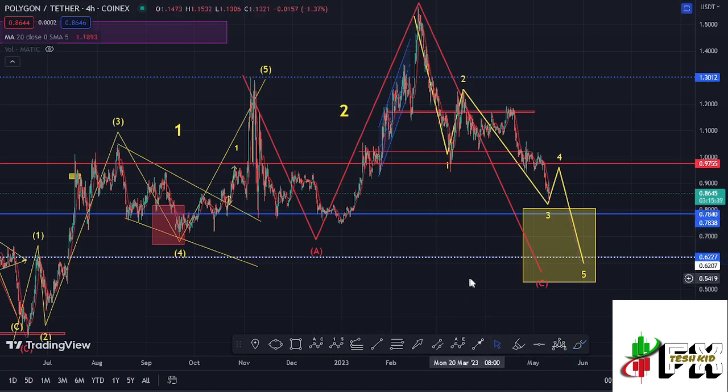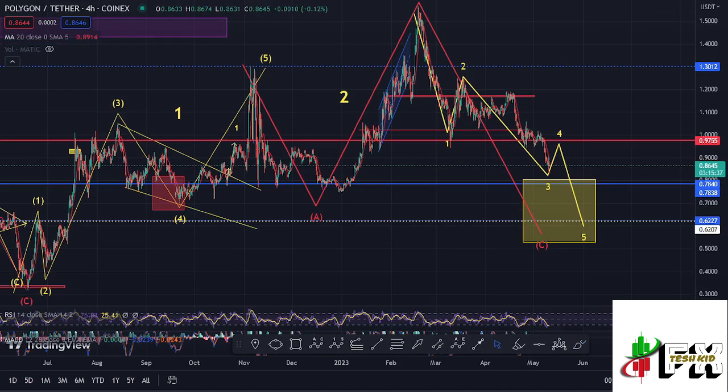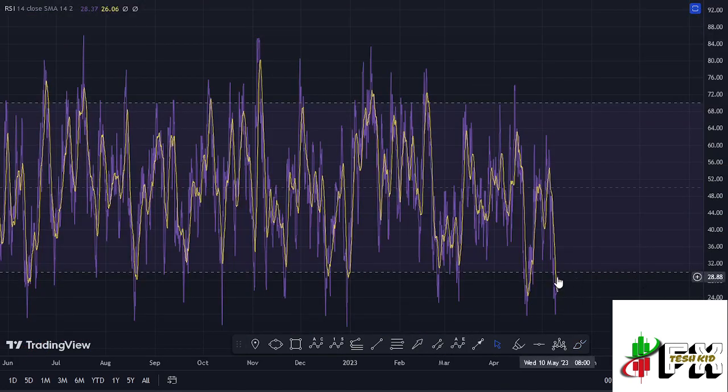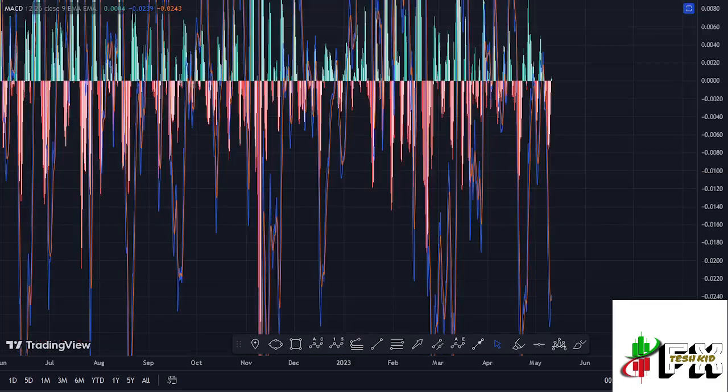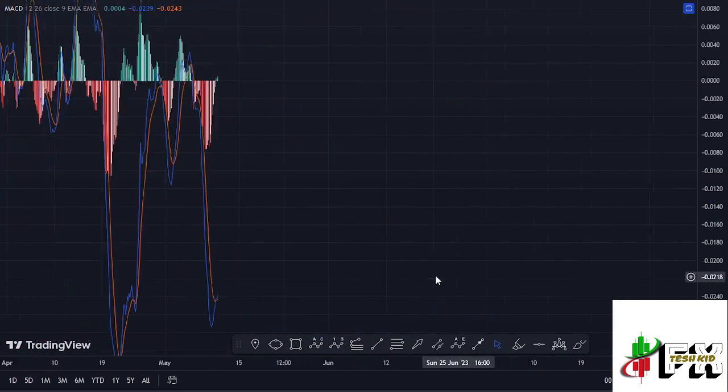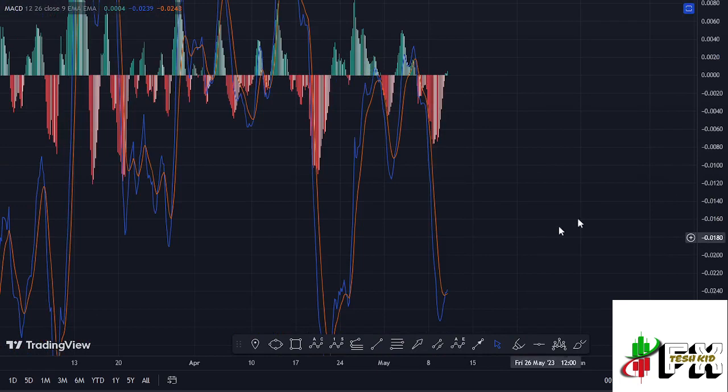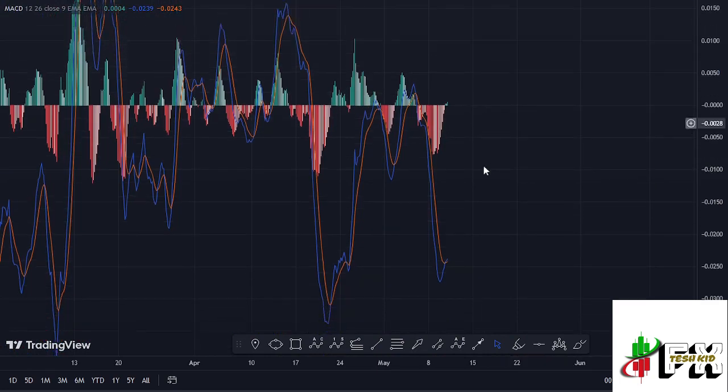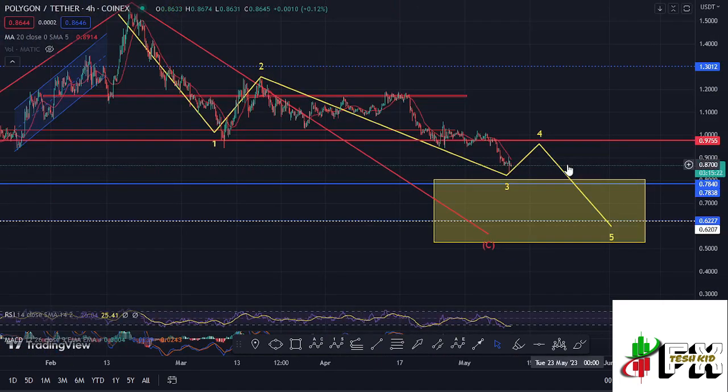And also taking a look at the indicators on the RSI, we are trading at around the 28 mark. Also taking a look at the MACD, we have been able to print a bullish cross, fully supporting higher prices. So let's be patient and see how that plays out, and I'll be keeping you updated.